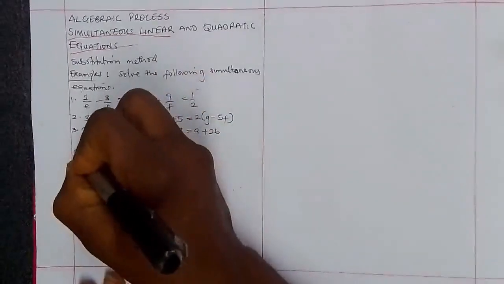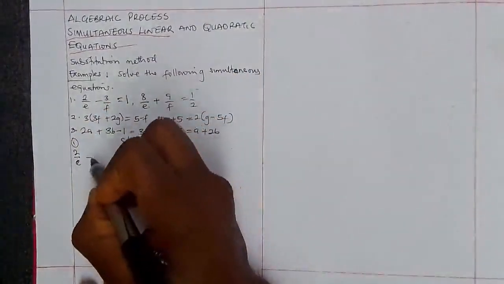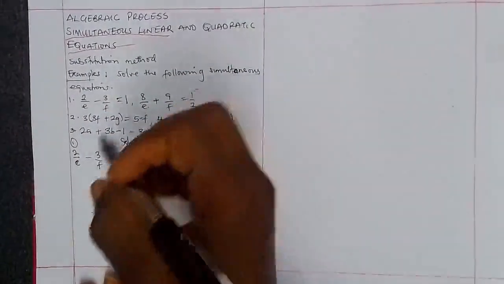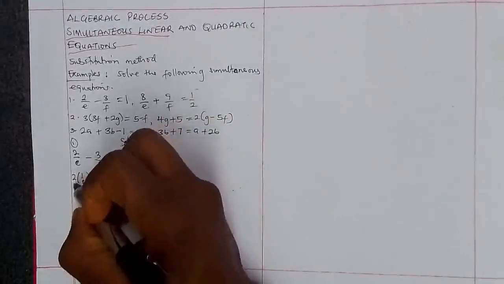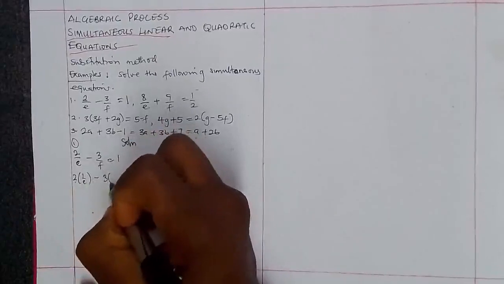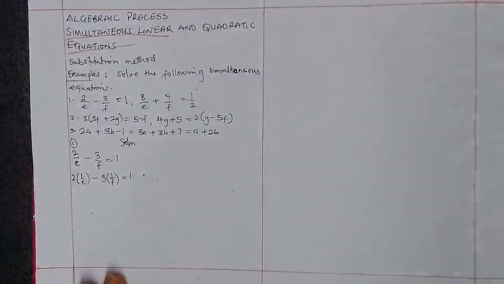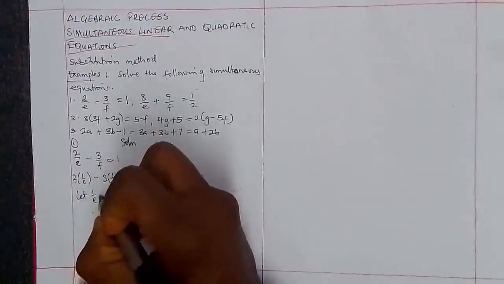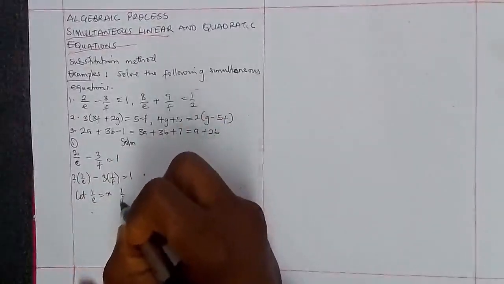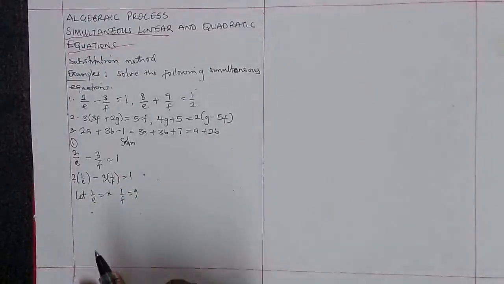The first example, we have 2 over e minus 3 over f is equal to 1. We have 2 open bracket 1 over e, minus 3 open bracket 1 over f, is equal to 1. So what we'll do now, we say let 1 over e be equal to x and 1 over f equal to y. Now that we have it that way, we don't want fractions, we want whole numbers.